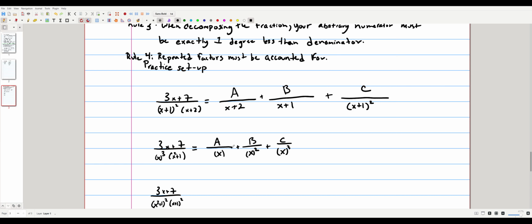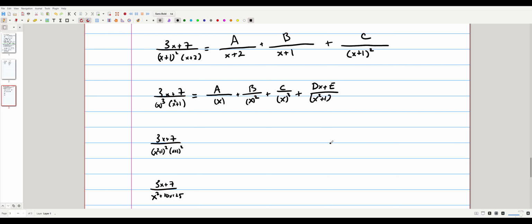And then our fourth term is x squared plus 1, okay? But rule 3 says our arbitrary numerator must be exactly 1 degree less than the denominator. And so since our denominator has a power of 2, that means our numerator must have 1 degree less than that. So instead of being just a number like A, B, and C, it must actually have an x in it because it can only be 1 degree less than the x squared. And so there's our setup for the second partial fraction.